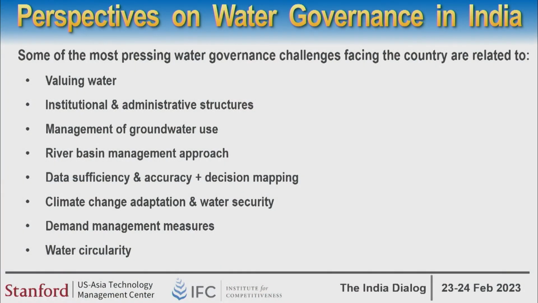Second, most of my earlier panelists addressed the point of institutional and administrative structures. In fact, as Professor Singh mentioned, the Mihir Shah Committee report has already recommended merging the Central Water Commission and the Central Groundwater Board to have more seamless decisions on water resources management and allocation.